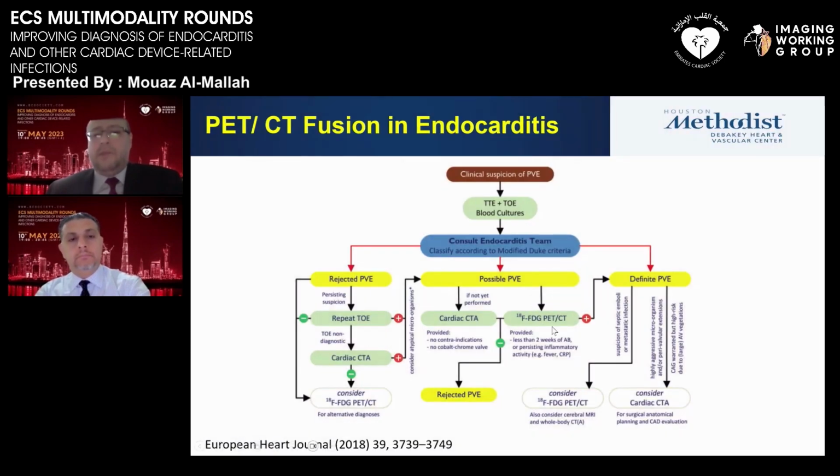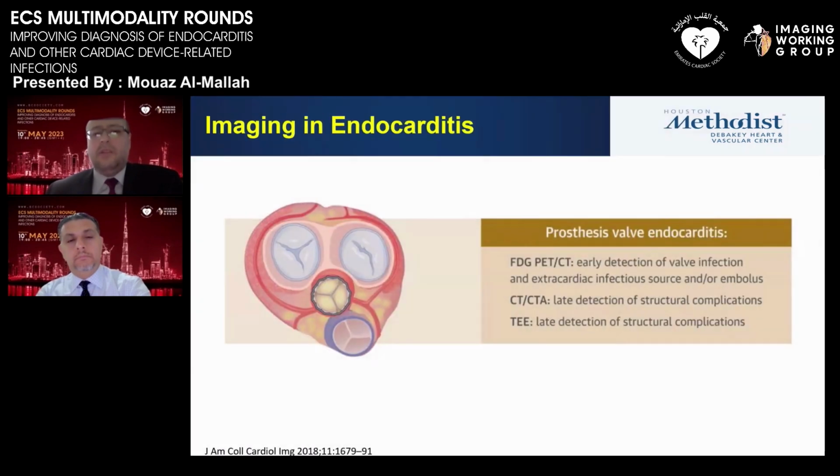And the Europeans, you've already seen this from before. Again, in the probable or in the possible, then FDG PET is going to be your tool. And in the definite, if you have suspicion of septic emboli, then you can consider FDG PET in other areas of the body, and if there is local extension and you're not sure if it's an abscess or not.